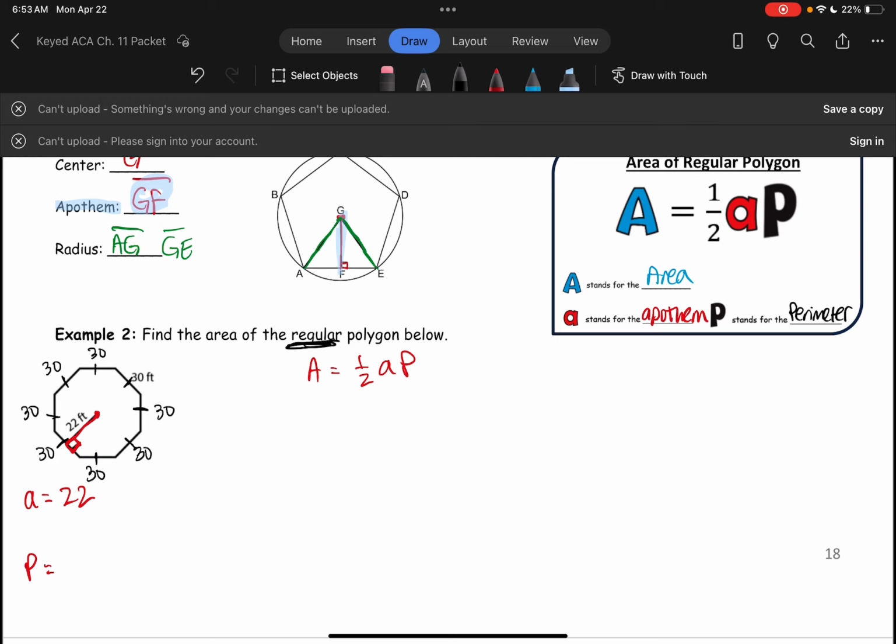And so if I want to find the perimeter, I'm going to add up all the sides, but that's a lot of adding to do here. So all we're going to do here is just count up how many sides we have. We have 1, 2, 3, 4, 5, 6, 7, 8. Adding 30 eight times is the same thing as multiplying 8 by 30. If we multiply 8 by 30, we get a perimeter of 240.